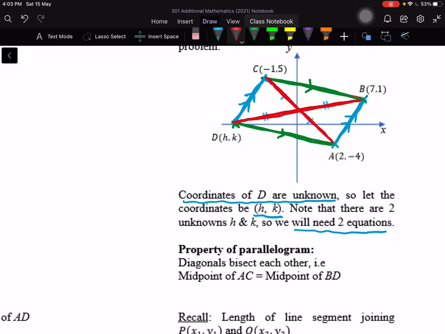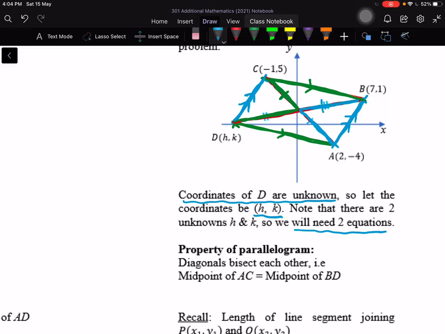For example, for AC bisecting BD, this length over here is equal to this length over here. The green part and the blue part are equal, so they bisect. Similarly for BD, the diagonals also bisect. Again over here, this part is equal to this blue part over here.